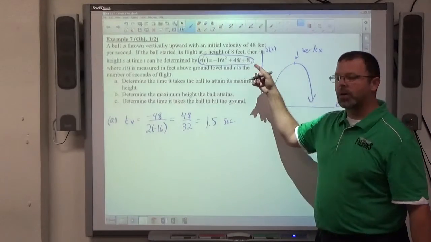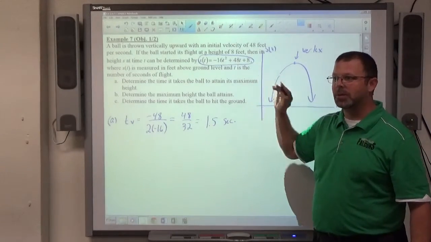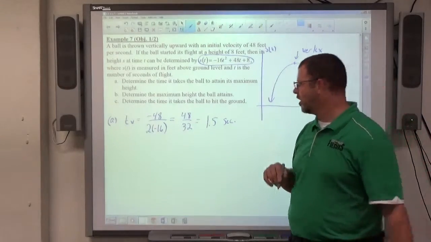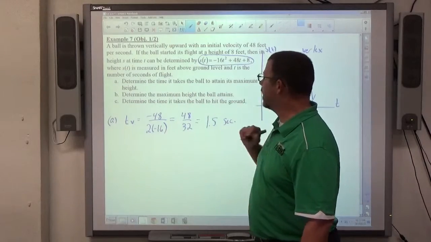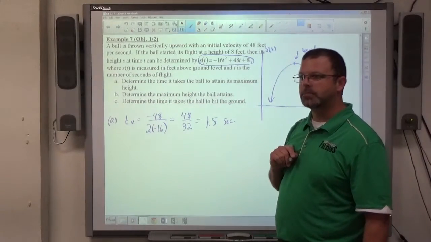So we're going to be probably doing stuff on Earth in this book, but just know that if we go to a different planet, it changes. All right. That's how long it takes. So, determine the time it takes the ball to attain its maximum height. Answered. Done. All right.